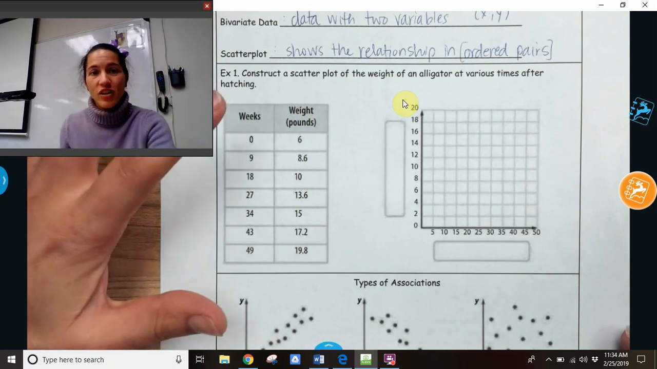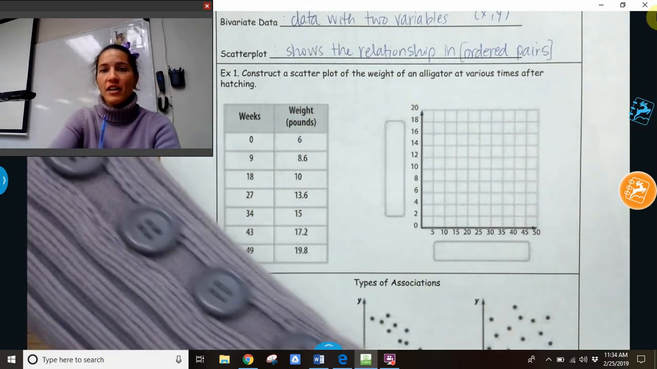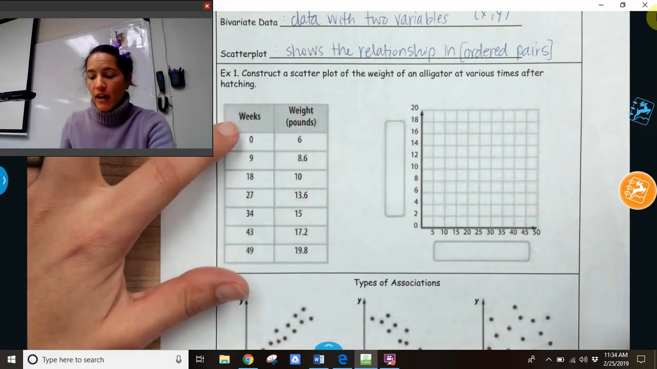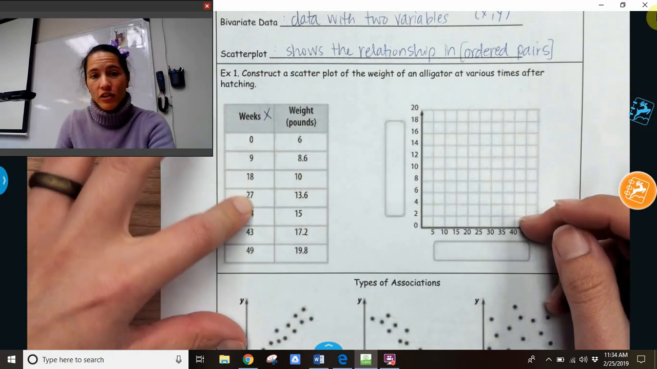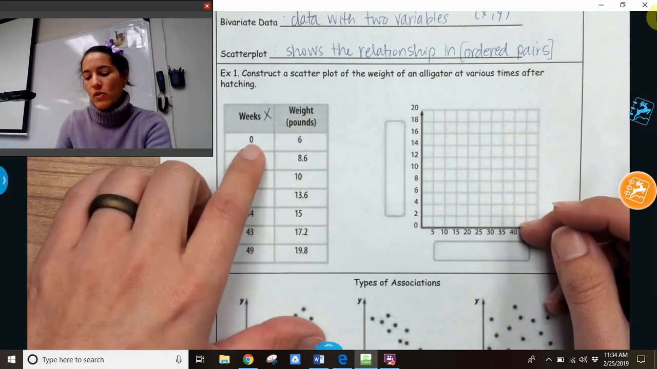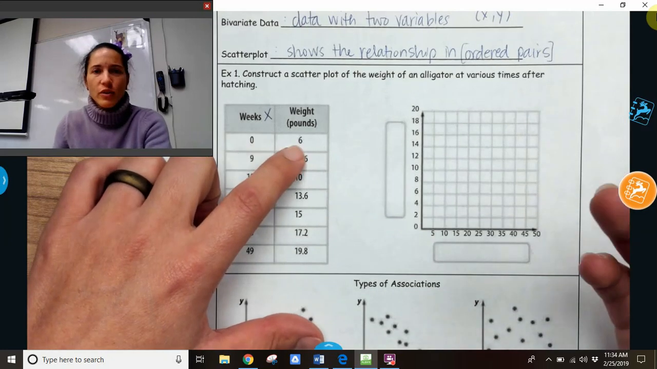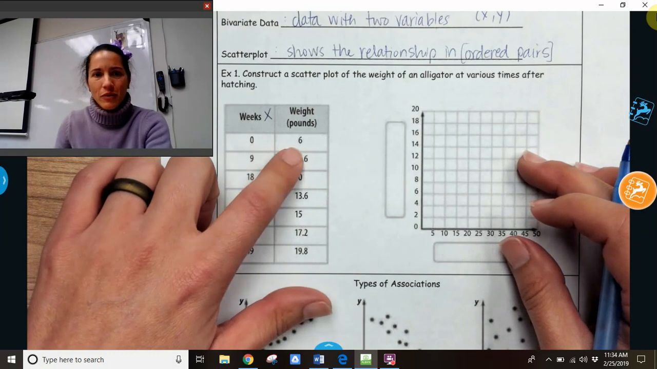So example 1, construct a scatter plot of the weight of an alligator at various times after hatching. So I've given you a table. So we have our x, the weeks, the independent variable, the number of weeks after hatching, and then the weight in pounds of the alligator. So 0 weeks after hatching, that just means right when it hatches, the alligator is 6 pounds. Just like with humans, when you're born, you have a weight. It's not going to be 0, 0.